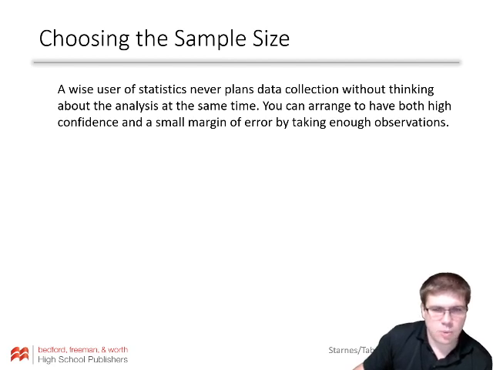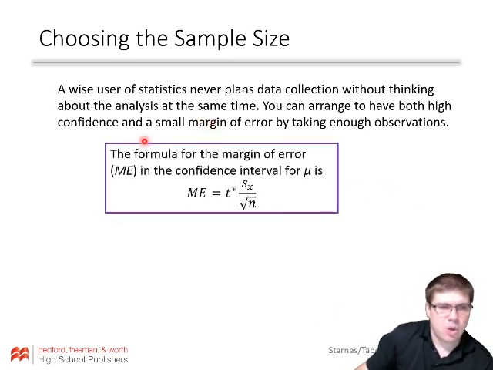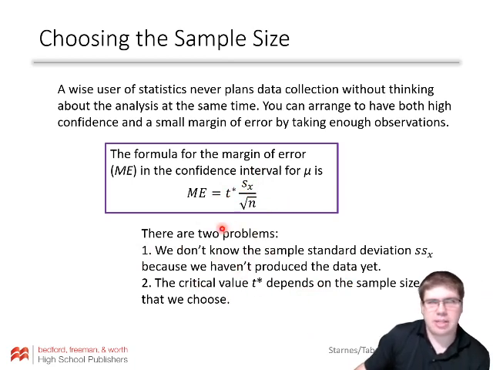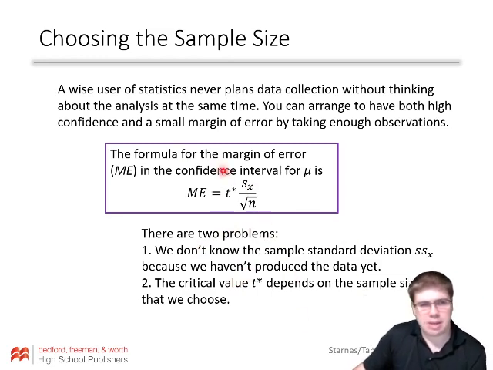of error. So we can solve a similar formula to last time. We're going to have a margin of error that we want to figure out, and we can figure out what t-star is, but there are a few problems that show up here. So then we want to solve for n, but t-star depends on n, right? So the sample standard deviation we don't have yet because we haven't taken our sample yet. And then the t-star also depends on the sample size that we choose, so it depends on the degrees of freedom.